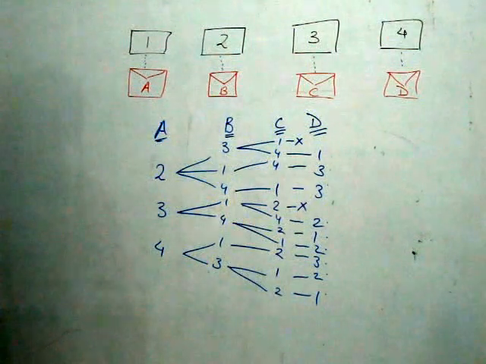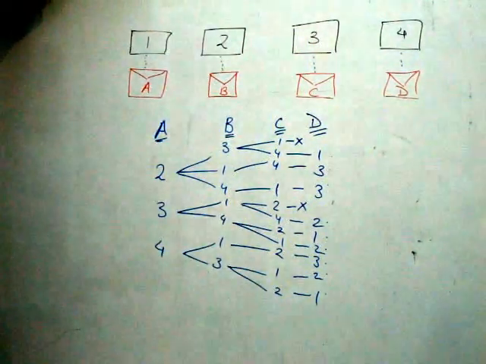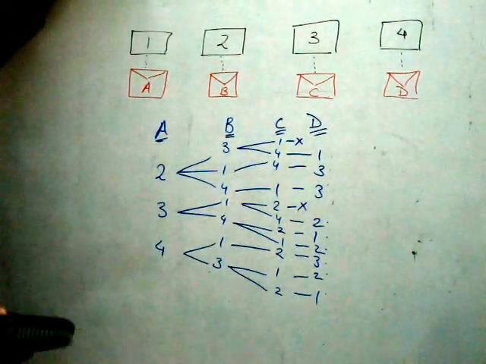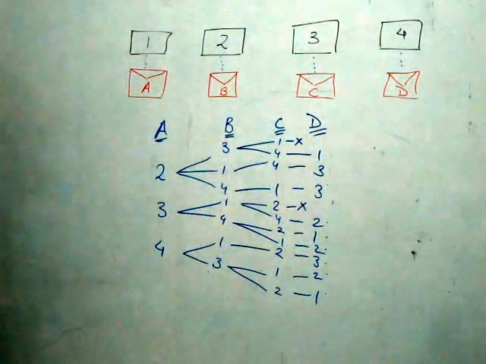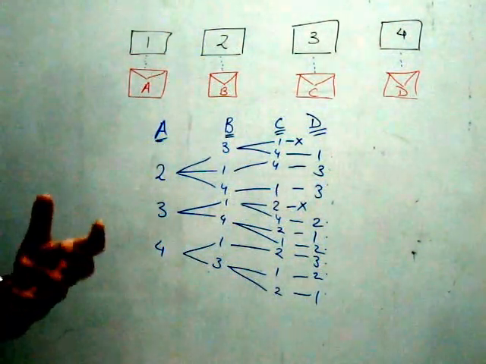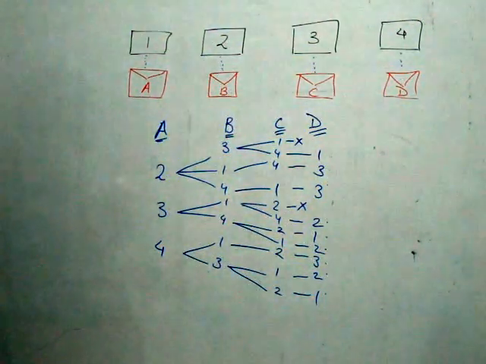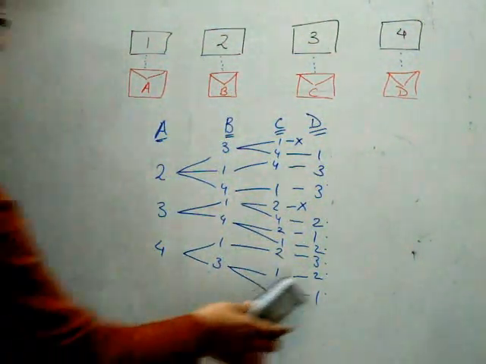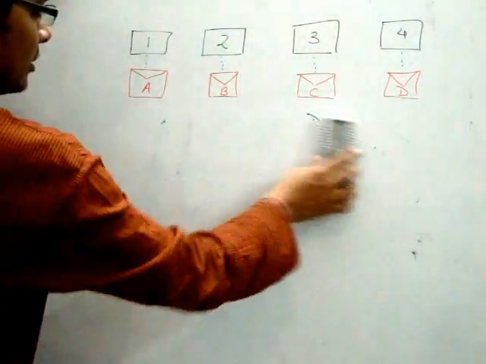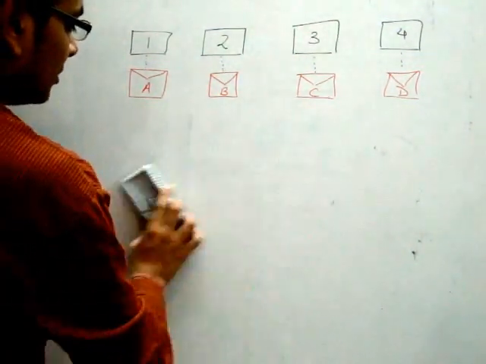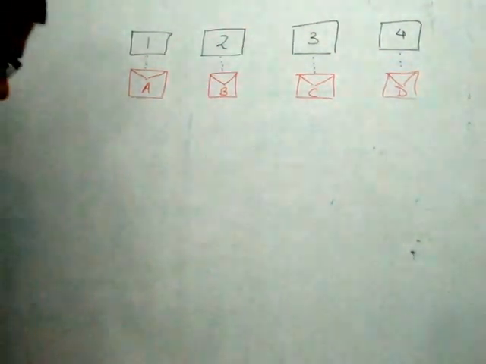Now if we do not want to spend this much time, or otherwise if suppose there are 6 letters and 6 envelopes, or say 10 letters and 10 envelopes, then we need to have some sort of formula. So here the formula or the theorem that we use is known as the derangement theorem.